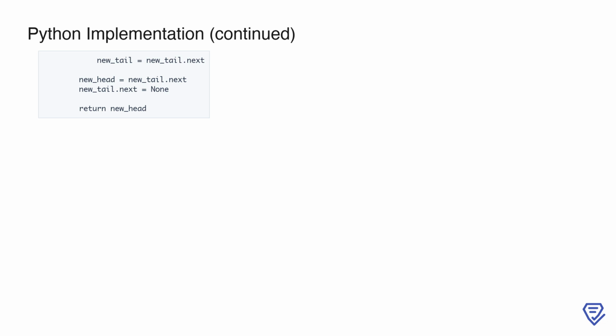At this point, we break the circular connection by setting the new tail's next pointer to none. This effectively separates the rotated portion of the list from the rest, restoring it to a standard linear structure. Finally, we return the new head, which is now the starting point of the rotated list.